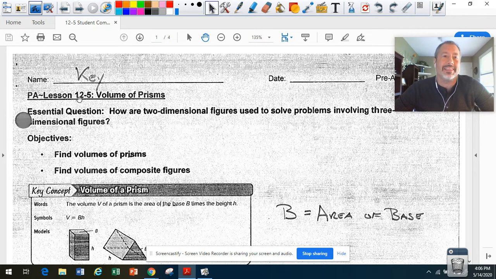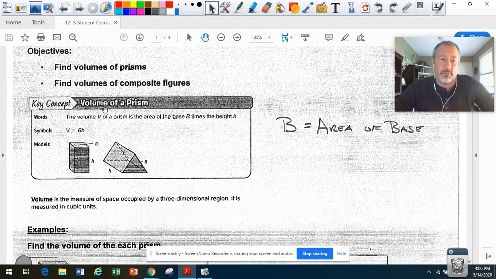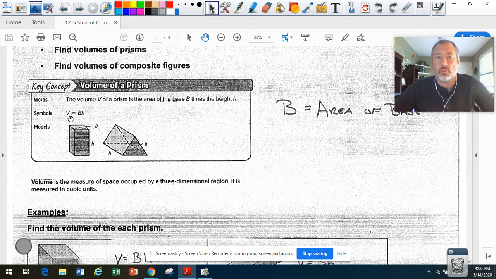Chapter 12, lesson 5, volume of prisms. Okay, so we're going to need to know some of our formulas here. Now, remember what a prism is. A prism is a three-dimensional shape with two bases, one on each side, with rectangles or some type of a square even that go around the sides. Our faces are what those are called.